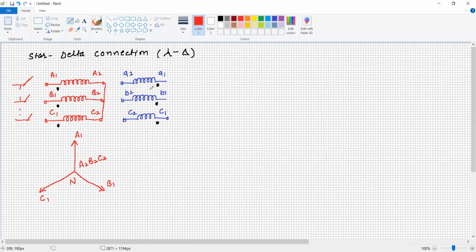Now we want to make it delta. So delta, there are three windings. Just all three windings are connected in series. This winding is connected in series with the second, the second is connected with the third, and the third is connected to the first. So it is simply a delta. Take a terminal from the three joints, it will make a delta. This is just our imagination of the simple delta connection.